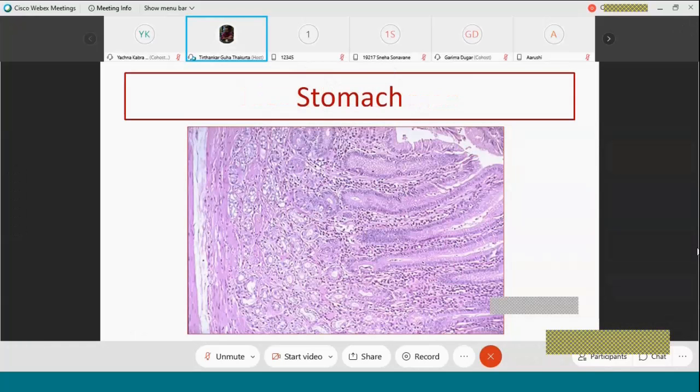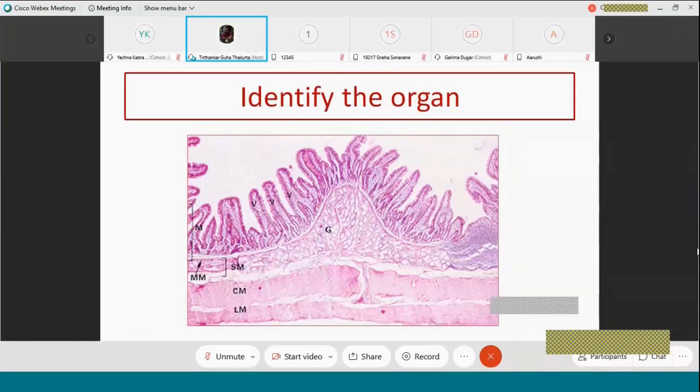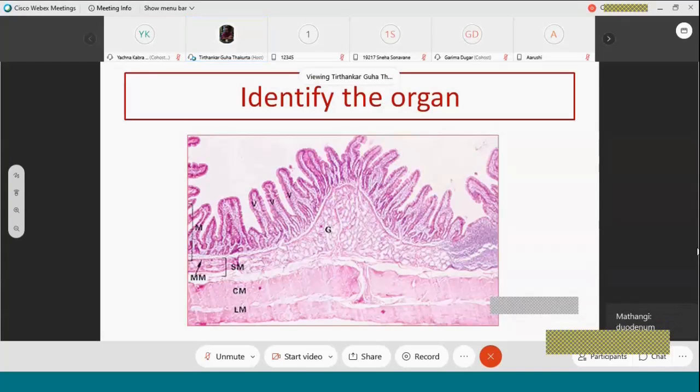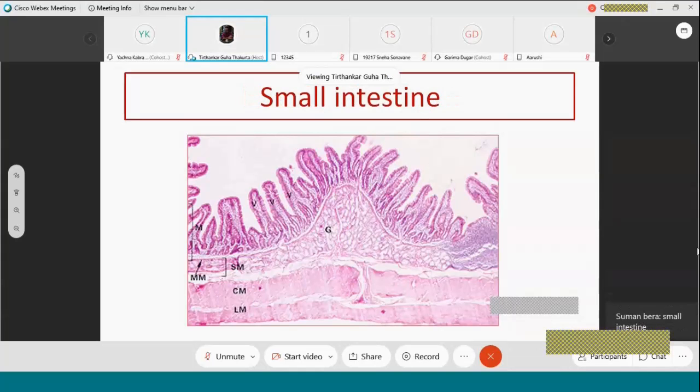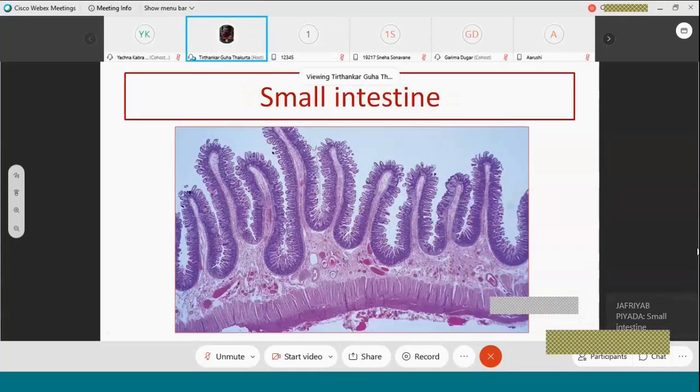What is this organ? Wonderful. This is the small intestine. We can see here there are villous projections lined by columnar epithelial cells, below which there are glands and smooth muscle layers.